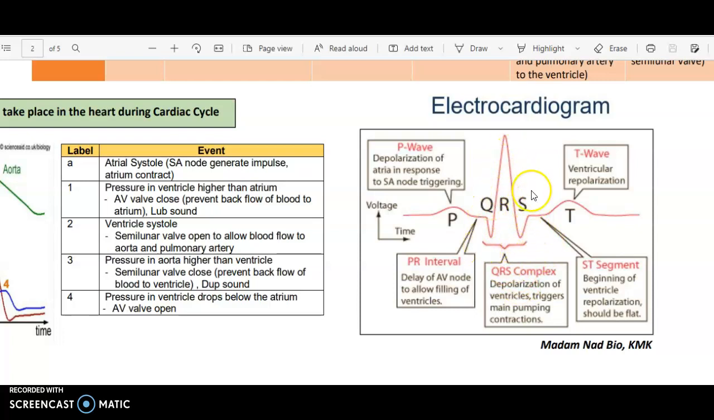After the ventricular systole, the next stage is ventricular diastole. After they contract, they must go back to relaxation. To go back to relaxation, they must undergo repolarization. This point shows the beginning of ventricular repolarization, and then the T wave indicates that the ventricle is totally repolarized, meaning it is already in a relaxed state. No electrical signal.